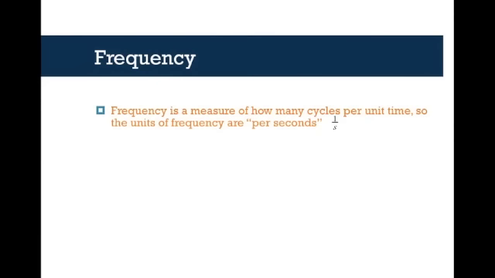So because we're measuring how many cycles per unit time, we're really talking about per seconds as a unit, which is a little bit strange. Kind of looks like 1 over s. So for frequency, we talk about cycles per second, but we leave out the cycles, so it's per seconds. How many cycles per second are we talking about? And because that sounds a little weird, we talk about that as hertz.